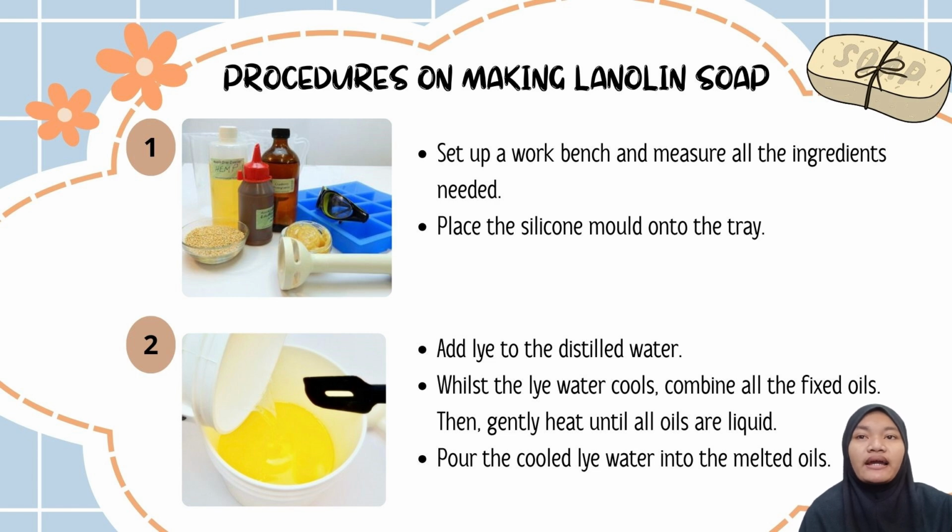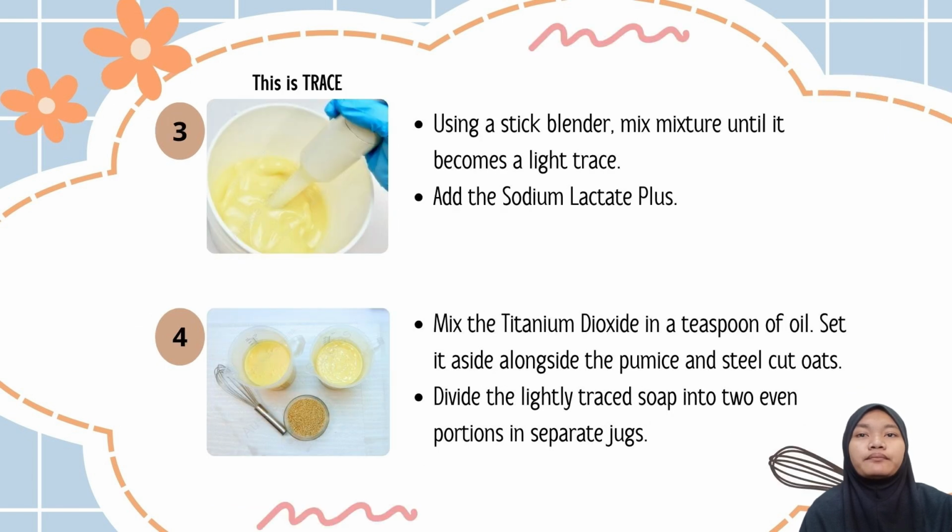Secondly, add lye to the distilled water. Whilst waiting for it to cool, combine all the fixed oils. Gently heat until all oils are liquid. Pour the cooled lye water into the melted oils. By using a stick blender, mix the mixture until it becomes a light trace.